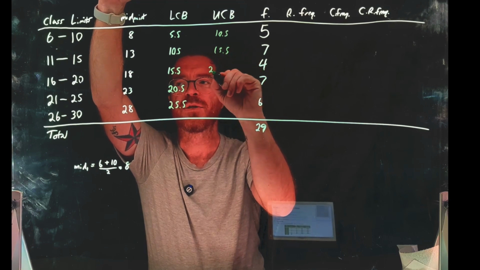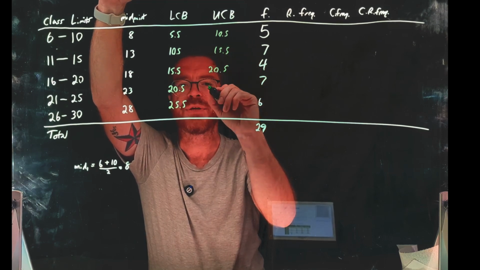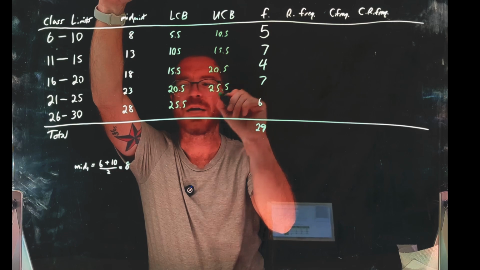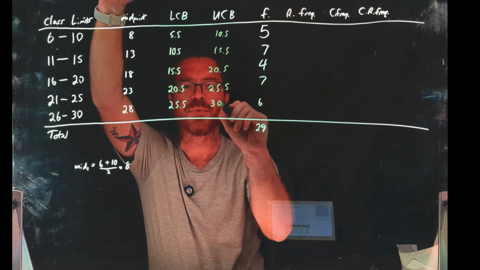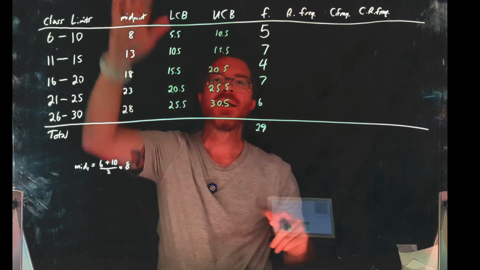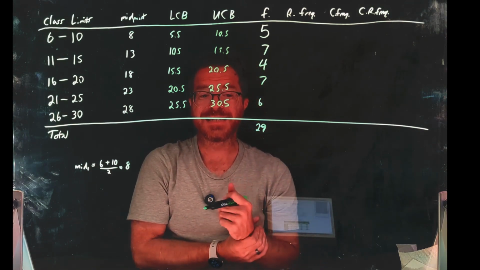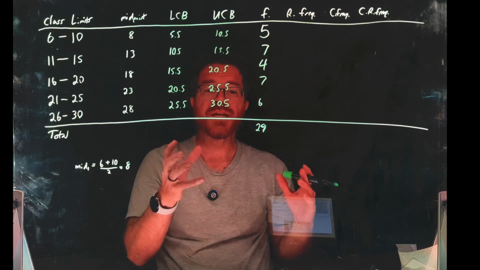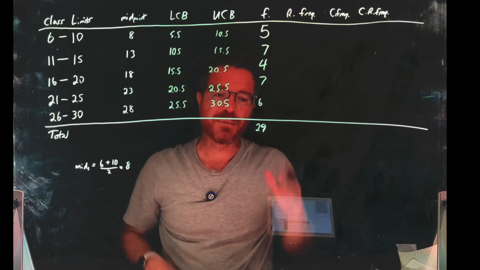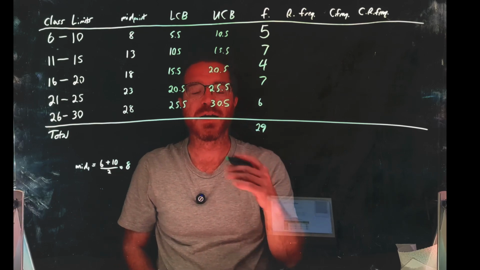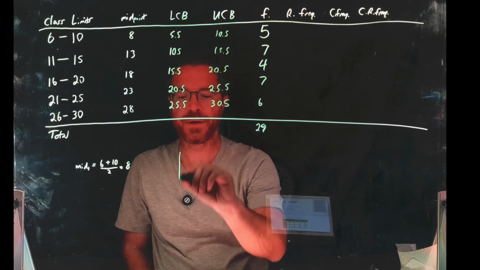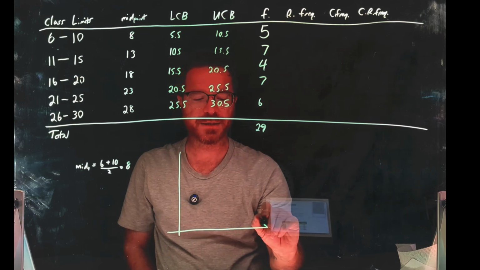For our upper class boundaries, we're going to add 0.5, so this is going to be 10.5, 15.5, 20.5, 25.5, and 30.5. Now, we already have our frequencies, so we don't have to tally them like we did in the last example. So we're actually ready to go. We could actually draw our histogram right now. And if we wanted to, we would just do our x and our y-axis.